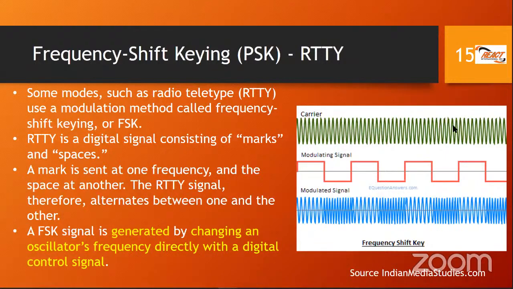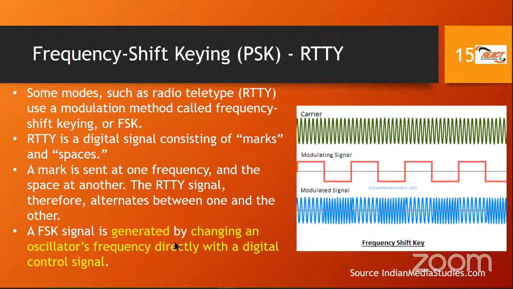So we have our carrier wave here as before, but notice our modulating signal is that one and zero, or the mark and the space. And that is applied to the carrier, and notice here how the amplitude is the same, but the frequency changes: we have a lower frequency, a higher frequency, lower, higher. And it is in step with the digital modulating signal. That is what we refer to as the digital control signal here, and it is causing the modulated signal to end up as a frequency shift keyed signal.